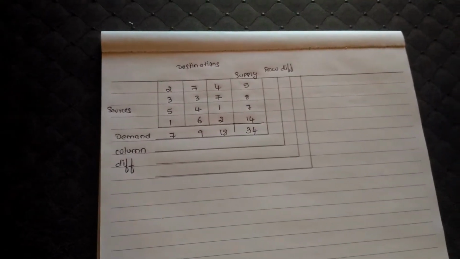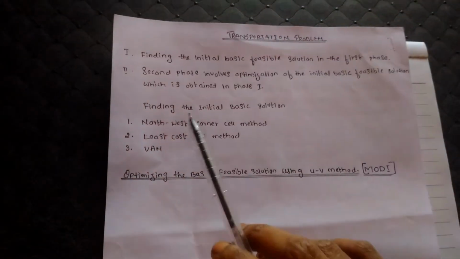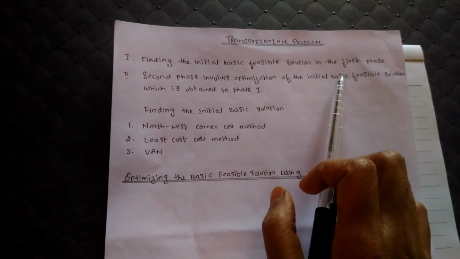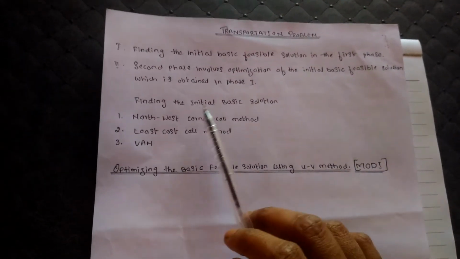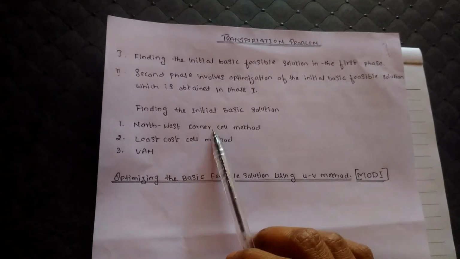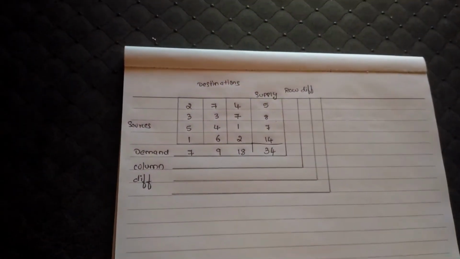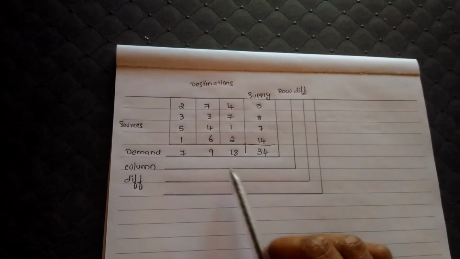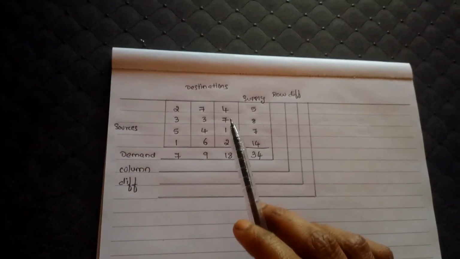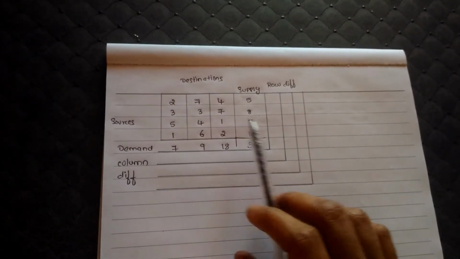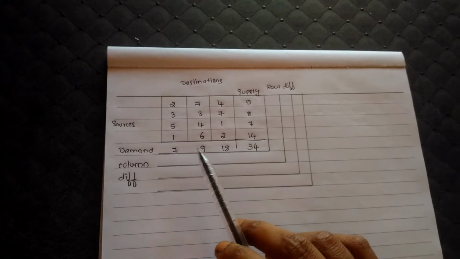We can apply the first step, which is to find out the initial basic feasible solution. We can apply any of these methods to identify it. Now I will be applying Vogel's approximation method to find out the initial basic feasible solution for the given problem. To start with the first step, we have to find out the row difference and column difference.